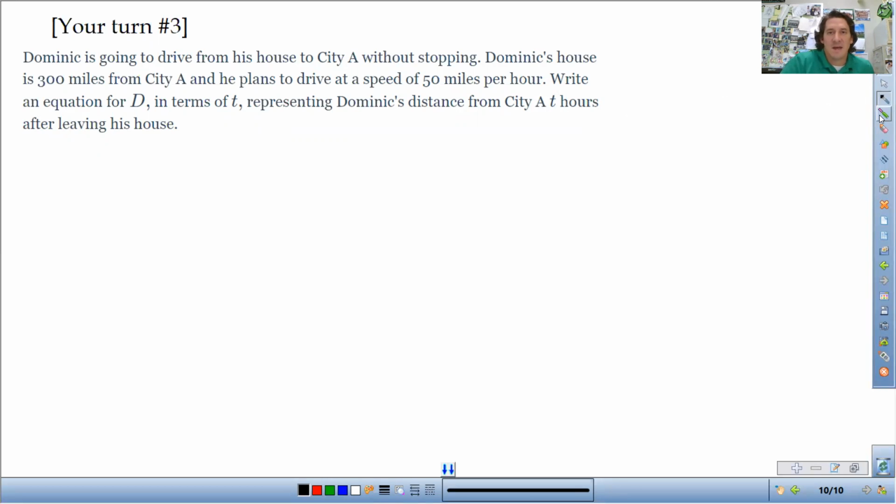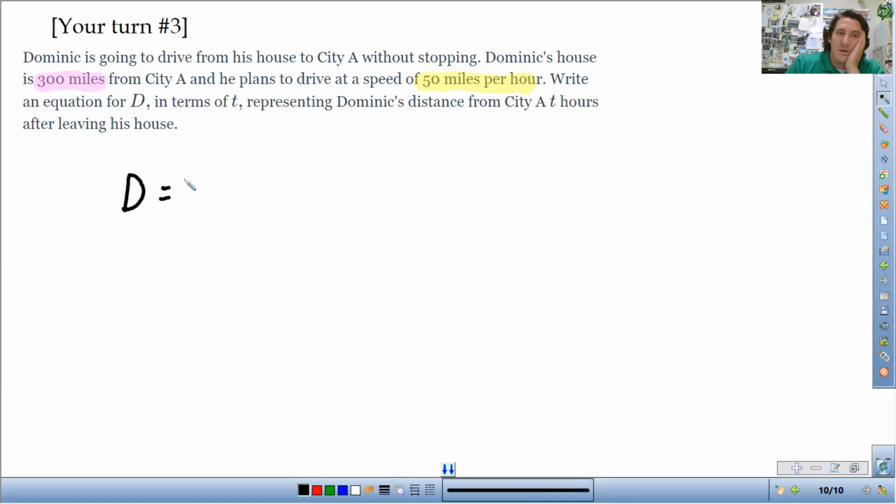I'm going to highlight the important information. So Dominic's house is 300 miles from City A. So we're starting at 300 miles, and we're getting 50 miles closer per hour. So this is going to be similar to the last problem we did. We're going to write it in terms of D for distance, and then we're going to put a T on one of those numbers. So we're just going to use both those numbers.